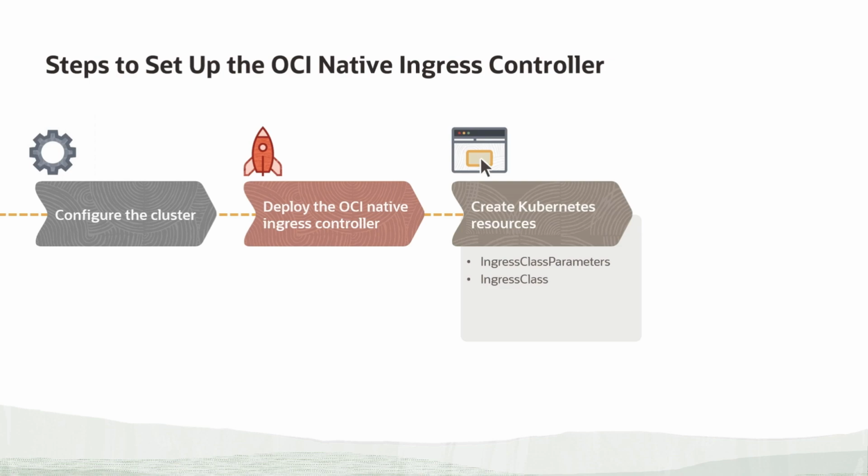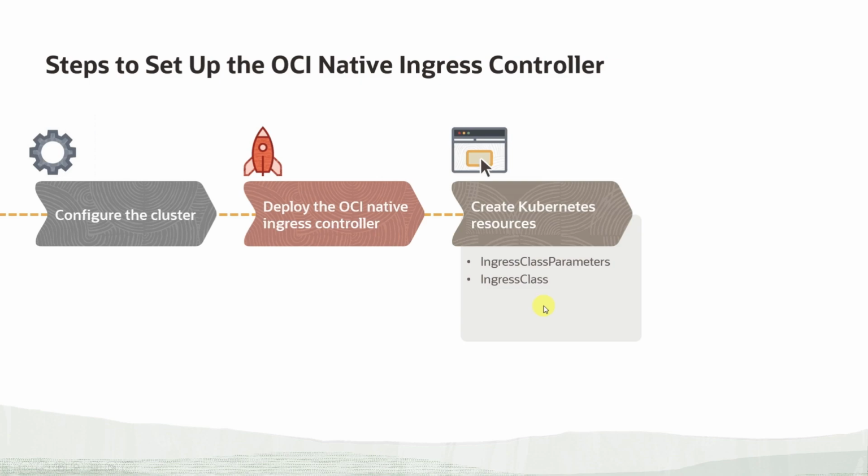Next is the ingress class resource. This resource is responsible for creating a new load balancer. This ingress class resource will reference the ingress class parameters resource to determine the characteristics of the load balancers to create. It also specifies whether the OCI native ingress controller should be the default controller for ingress resources.